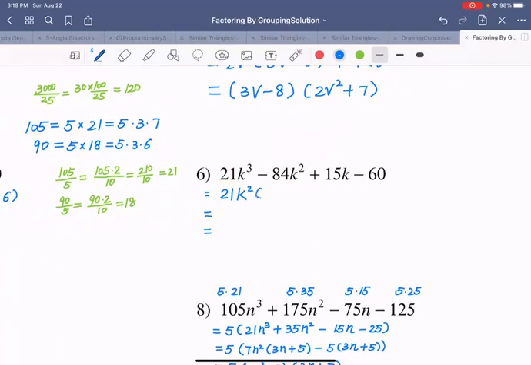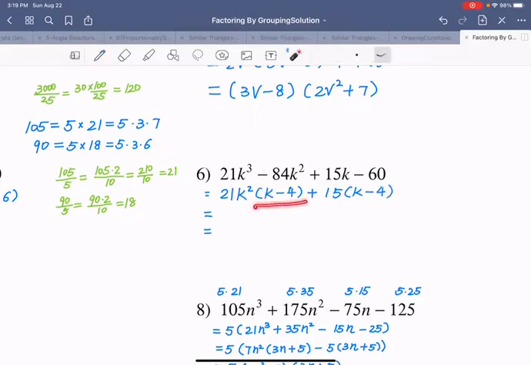And then you put parentheses k minus 4. 84 over 21 is how much? 4. So you put a 4 here. And then this is 15. This guy can also be divisible by 15. So why don't you take 15? Okay. Minus 4. There you go.